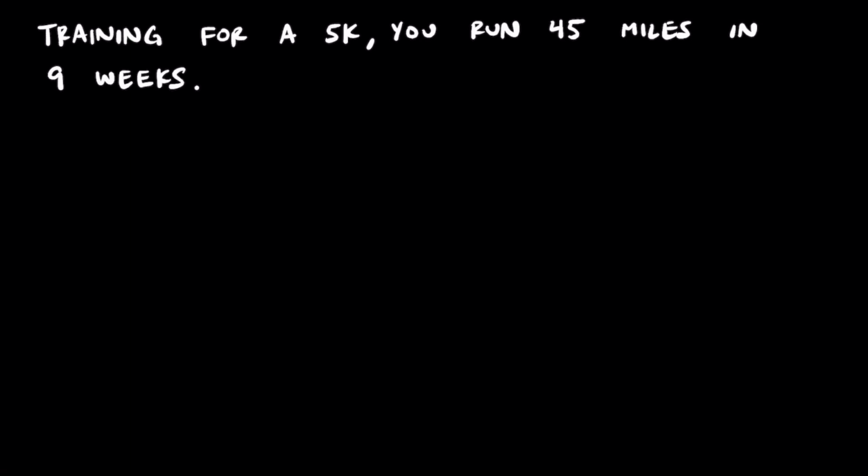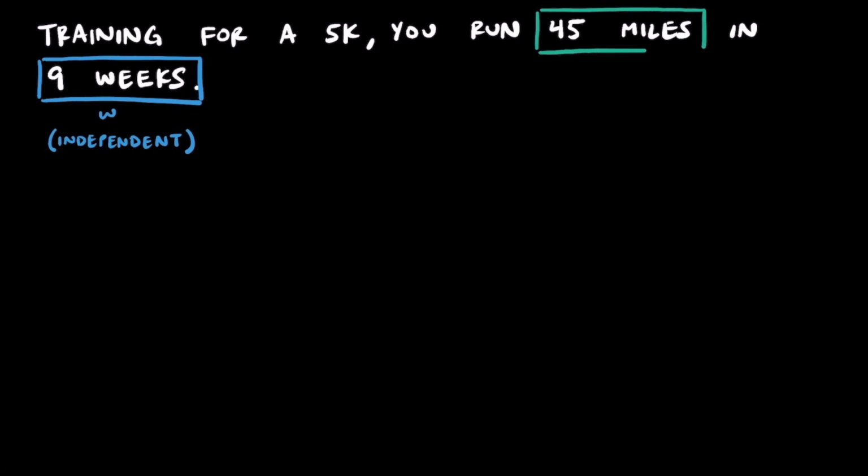And let's just look at one more example. Suppose that while training for a 5K, you run 45 miles in 9 weeks. The two quantities we're comparing here is that we have 9 weeks, which I'll use W to represent the time, and this is our independent variable. And we have 45 miles, which I'll use M to represent the number of miles, and this will be our dependent variable. As a rate, we can write 45 to 9, or 45 miles to 9 weeks.